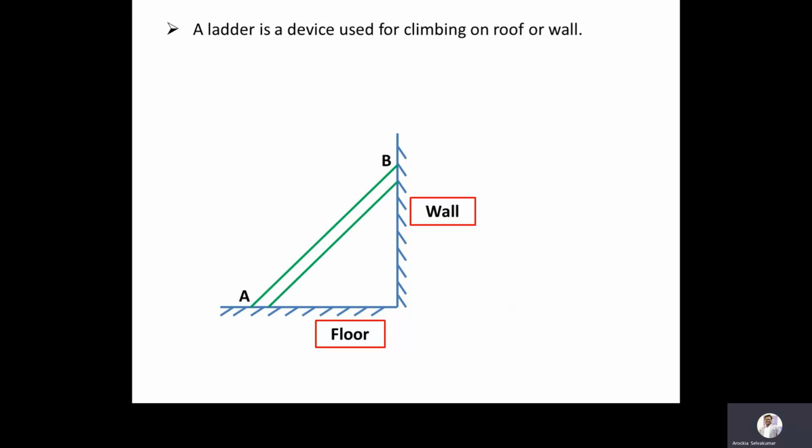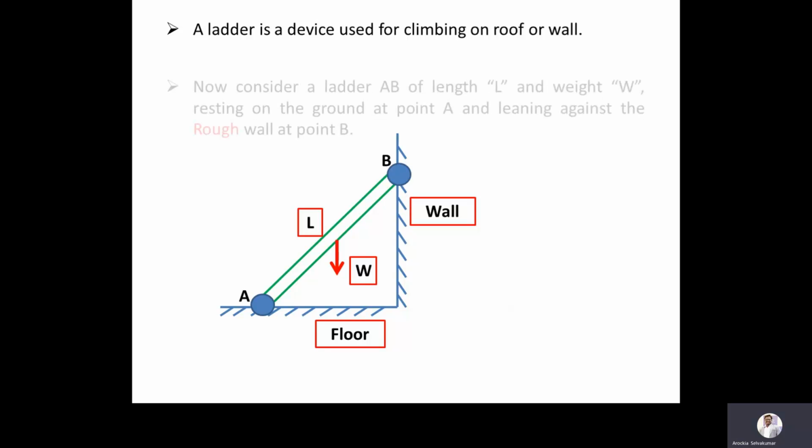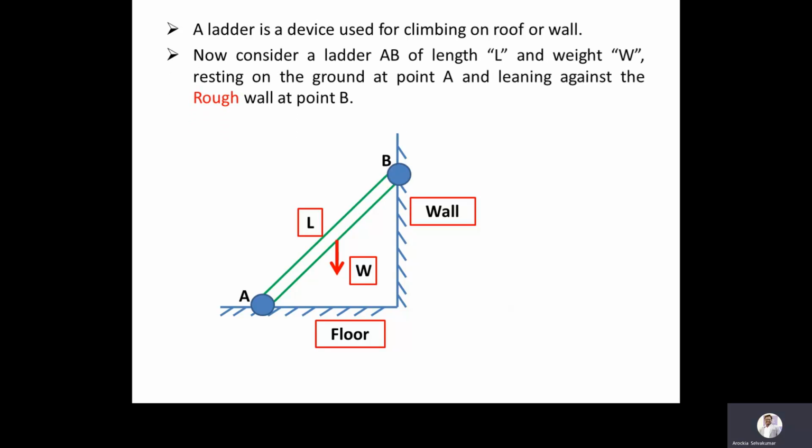So consider a ladder AB of length L, and it has a weight W. The ladder is resting on the ground at point A and leaning against the rough wall at B. So once again I will repeat it. Consider a ladder AB of length L and weight W resting on the ground at point A and leaning against the rough wall at point B.